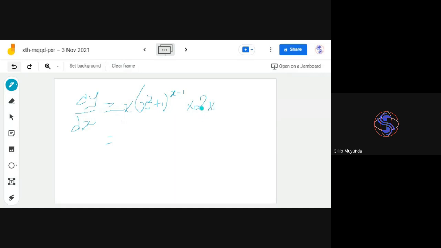So are we able to multiply this 2x by this x which is outside here? Definitely. You can just multiply that 2 with the x which is outside, because when you start multiplying with what is inside there, it gets overbalanced. We can't multiply with what is inside.